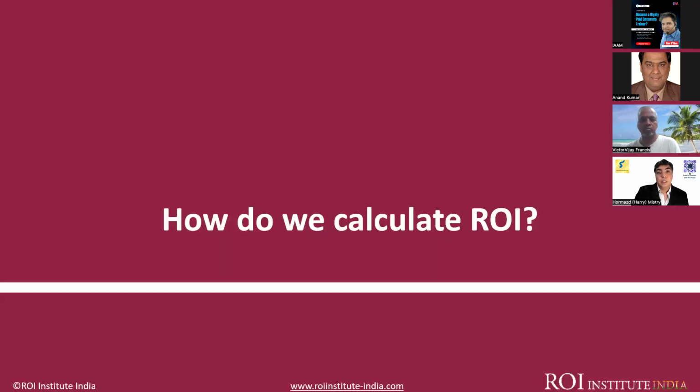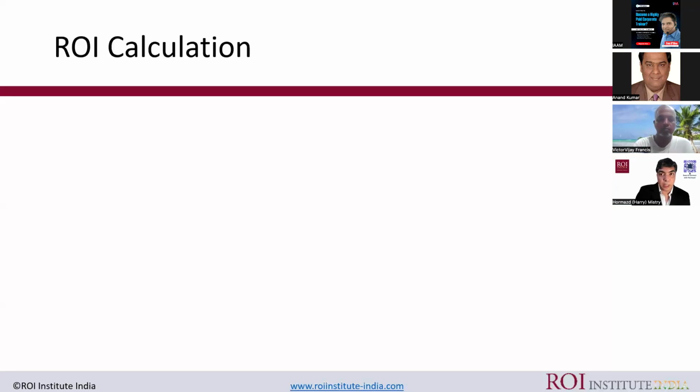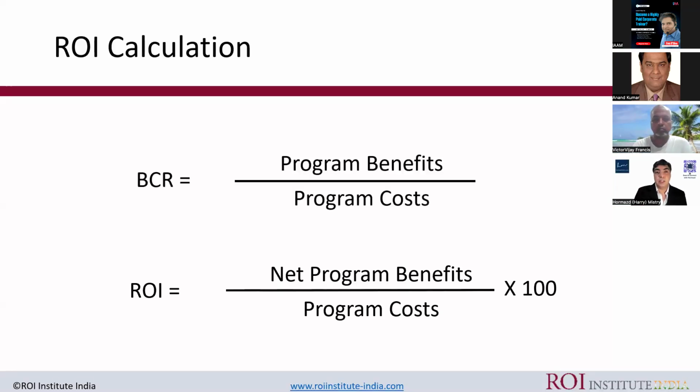Okay. Now, how do we calculate ROI? We've been talking about ROI, and so on. How do we calculate it? We have two formulas to calculate ROI. That's a BCR and your ROI percentage. The BCR is nothing but benefit to cost ratio. It is measured as program benefits divided by program costs.